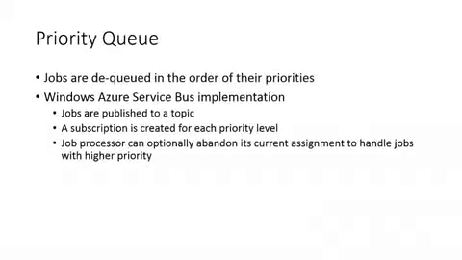In summary, we can use Windows Azure Service Bus topics and subscriptions to implement a priority queue. And by using event-driven programming, we can allow a worker to abandon its current job in order to handle jobs with higher priorities. And that's all for this episode.